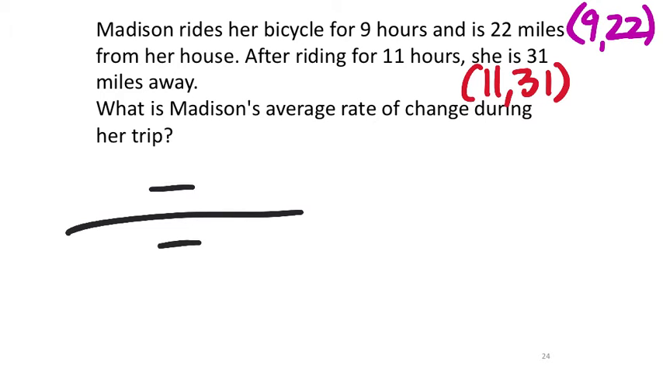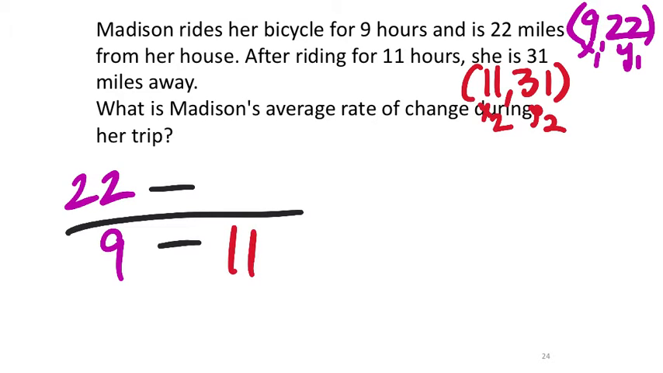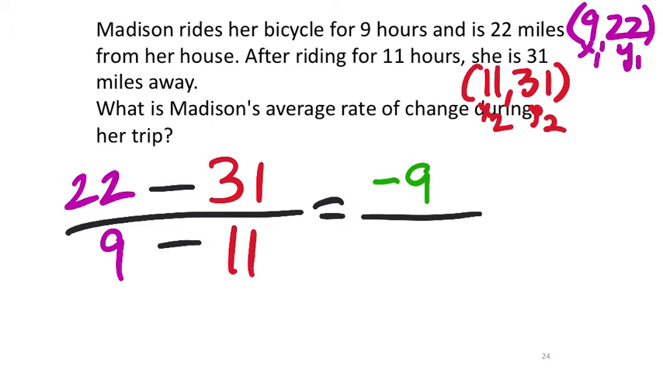So I'll say that the first point, the purple pair, is x1, y1, and the x value is 9, so that's in the denominator, and then the y value is 22, that's in the numerator. Then the next ordered pair, we'll say x2, y2. So the x value is 11, that's in the denominator. The y value is 31, that's the numerator right there. So you can plug this directly into the calculator. I guess, I don't know. We'll do it piecewise. Negative 9 over negative 2, which would just simplify into 9 over 2.